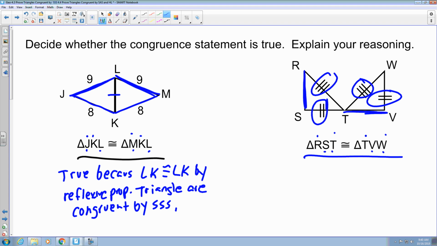So due to that, we can't prove RS is congruent to TV, since we can't prove that, so this would be false.